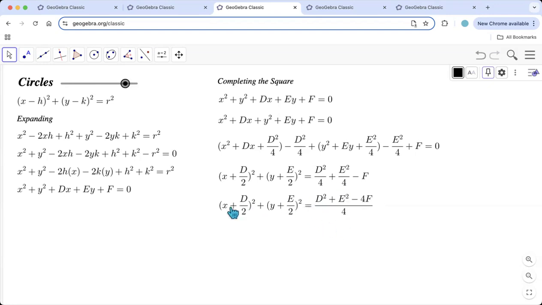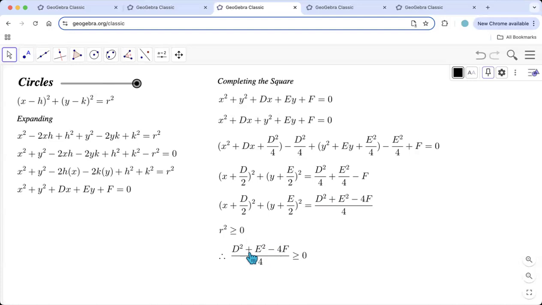But looking at this now and comparing it to this first point, we know that this thing on the right-hand side must be equal to r squared. Okay, and similarly, h must be d on 2, and k must be e on 2. In any case, the thing we're interested in is this right-hand side being r squared, and we know that r squared has to be greater than or equal to 0 because it's the radius of a circle. So what that means is this thing on the right-hand side has to be greater than or equal to 0.